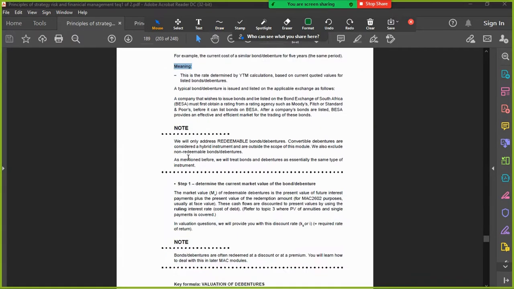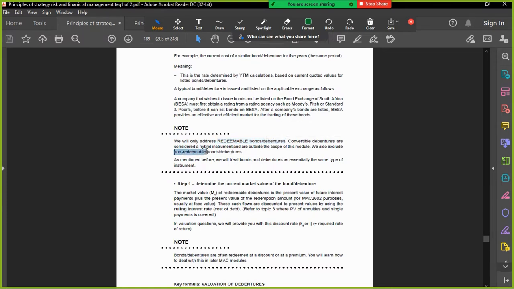All right, they do give you more theory here regarding the bond exchange of South Africa. That's basically the JSE, but a specific market. So the JSE has a bond market, and that's what this is for, buying and selling these financial instruments. Sometimes bonds are redeemable, meaning they can be, inverted commas, cashed out.